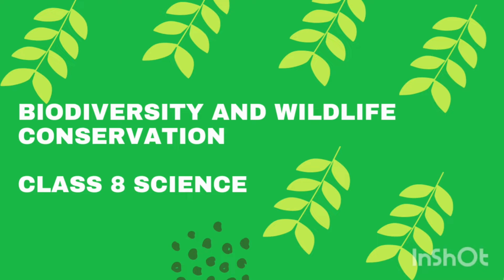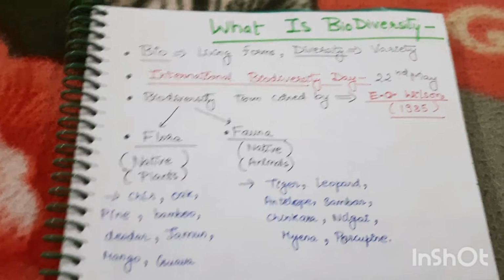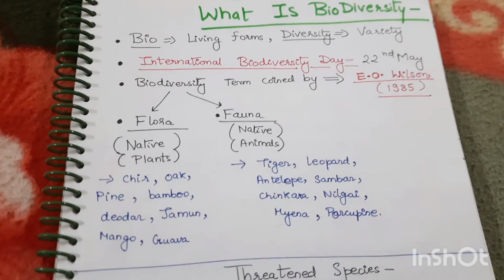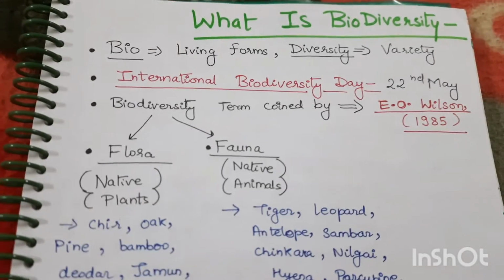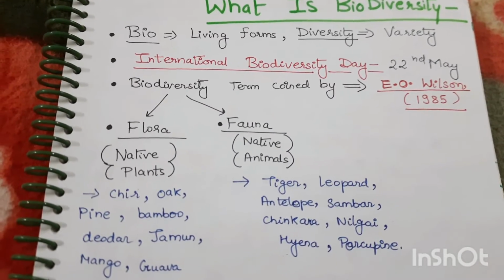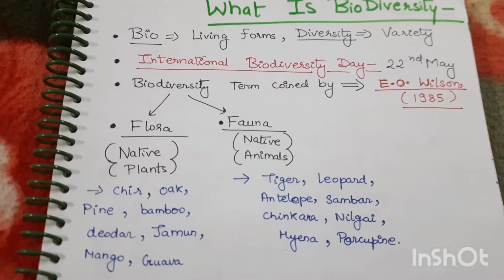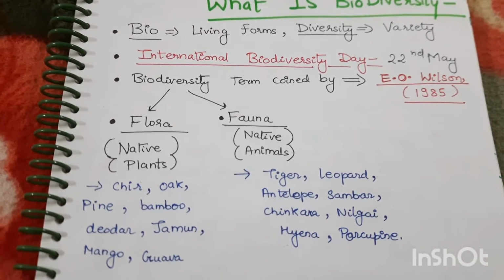This is for class 8 science, biodiversity and wildlife conservation. Okay, so what is biodiversity? Today we are going to study about biodiversity. Bio means living form and diversity means variety. When is the International Biodiversity Day celebrated?